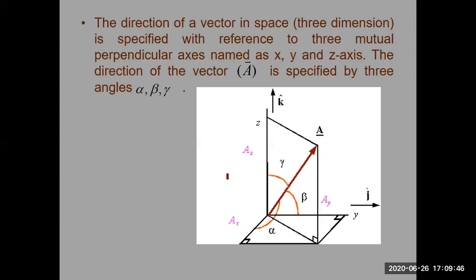Welcome back. During the previous class, we studied vectors, types of vectors, the concept of a vector, and then we discussed the negative of a vector and equal vectors. Now in this class, we are going to start a new topic, that is, the direction of a vector in space. How will you find the direction of a vector in space?